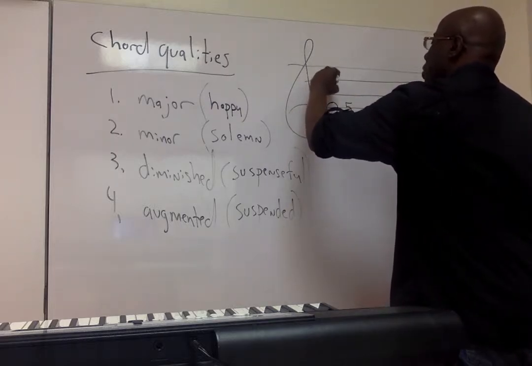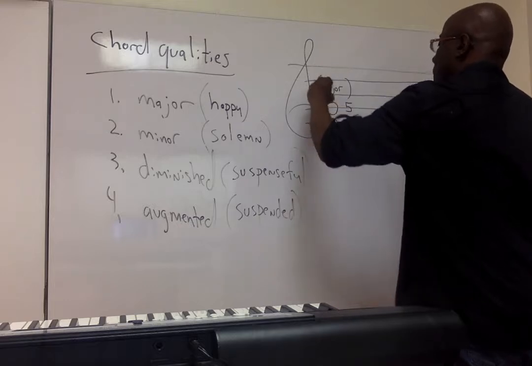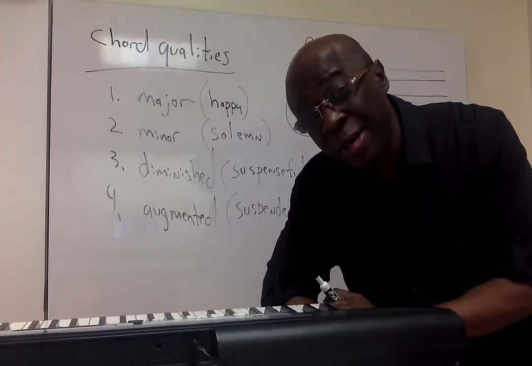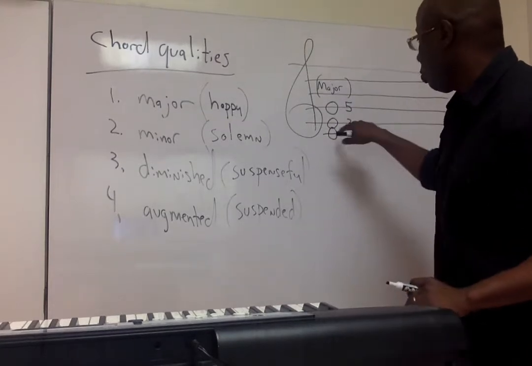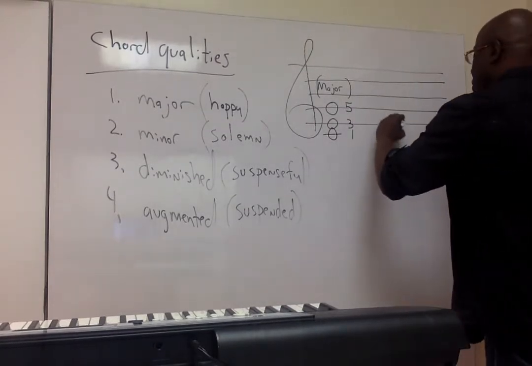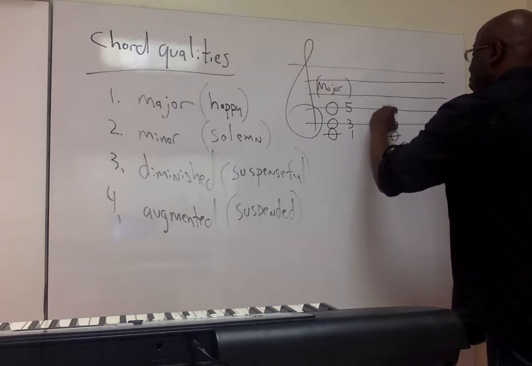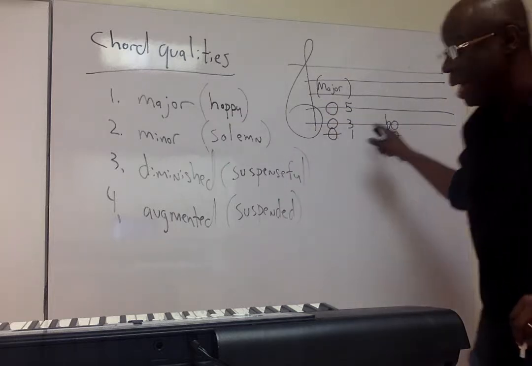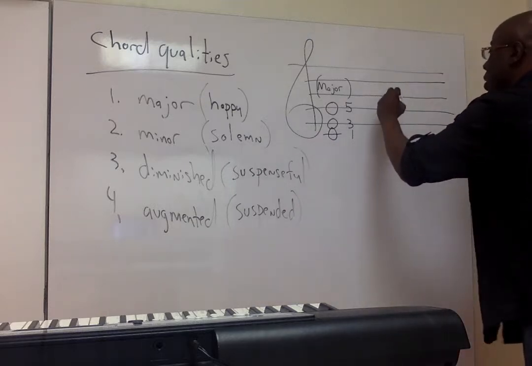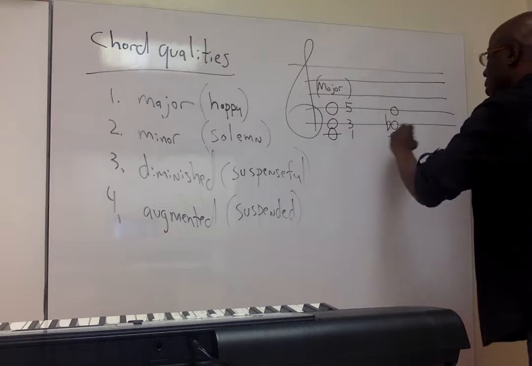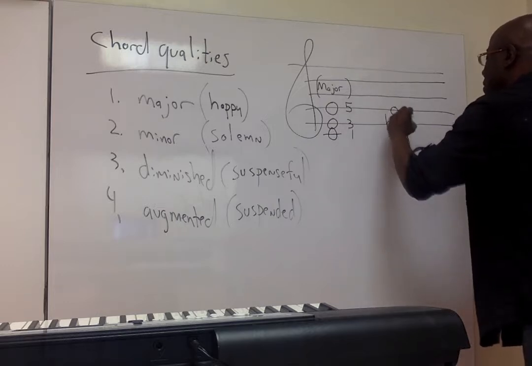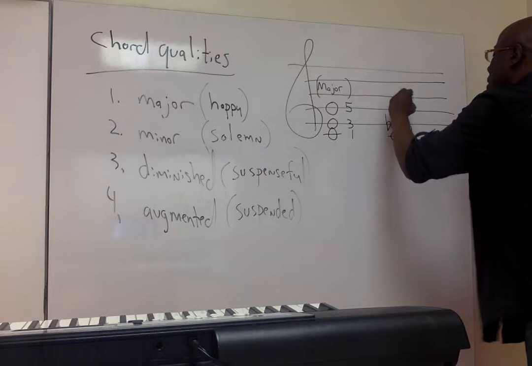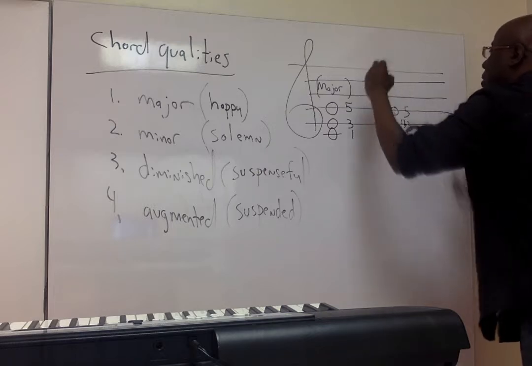We'll even write major above it. Now, the thing to remember about minor is 1, flat 3, 5. So we have the 1, flat 3. So we take the E and we lower that E down a half step to an E flat, and we have the flat 3. And then we have the G again. So we have the 1, flat 3 and the 5.